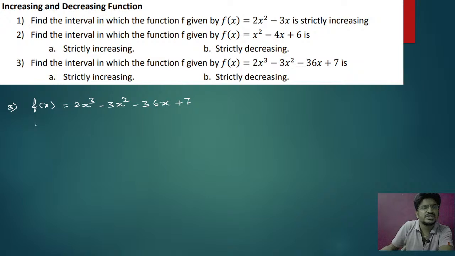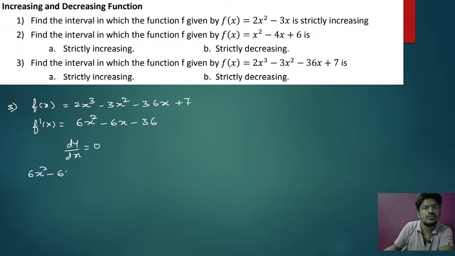So now you just differentiate this, you are going to get f dash of x equal to 6x square minus 6x minus 36. Equate this term to 0. That is, equate dy by dx equal to 0. What you are going to get? 6x square minus 6x minus 36 equal to 0. Here you can see, you can take the term 6 common. If I take 6 common, it will be x square minus x minus 6 equal to 0.